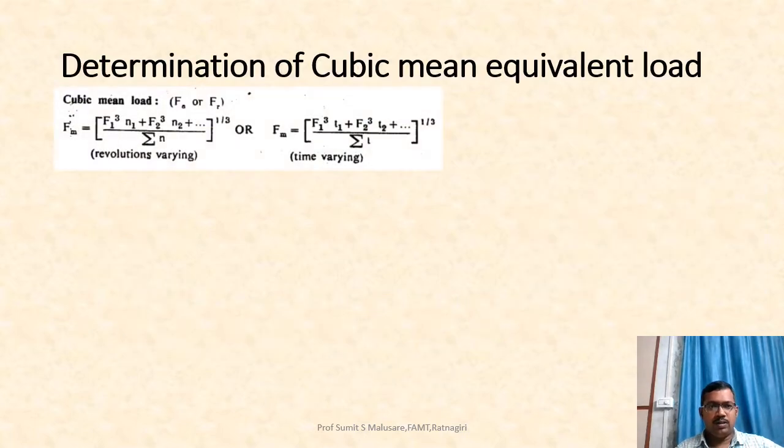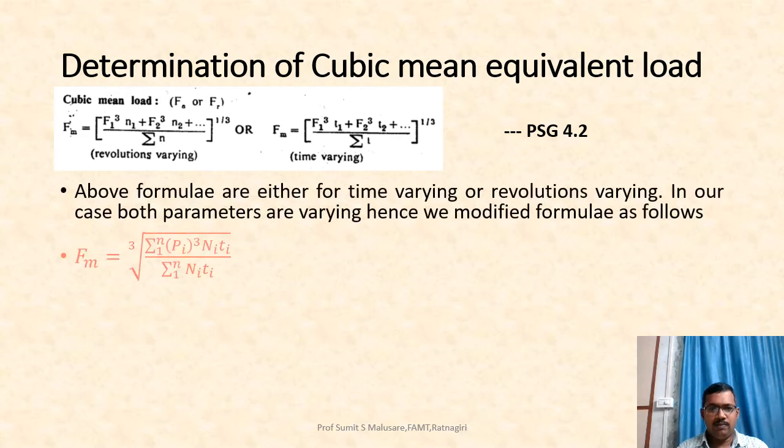Now go for cubic mean effective load. Now you have got the two options, either revolutions varying, or time varying. These are two formulas given on PHE 4.2. But in our case, what happens? Revolutions are also varying, time is also varying. So I have to go for clubbing this formula. So I have clubbed this formula as shown.